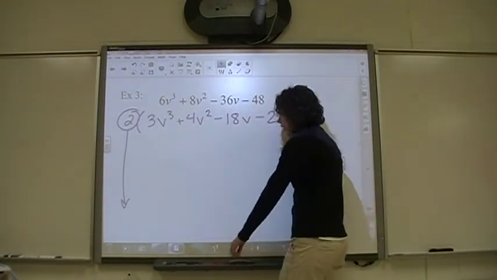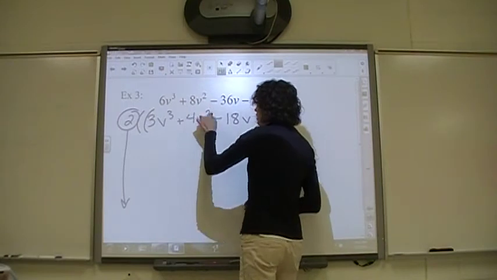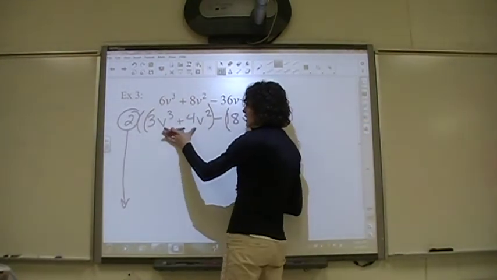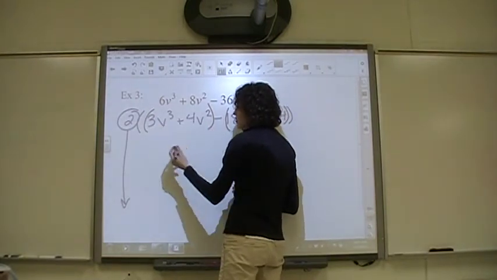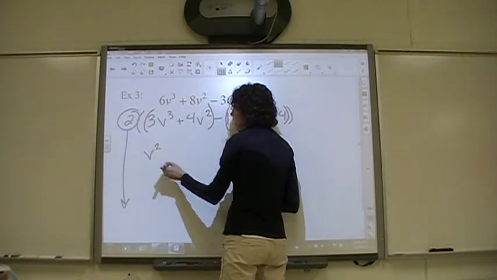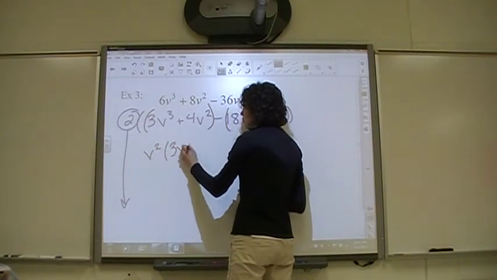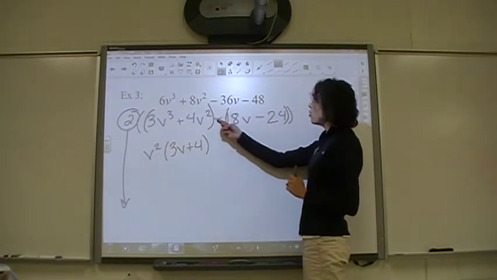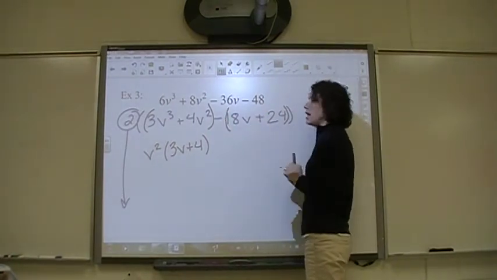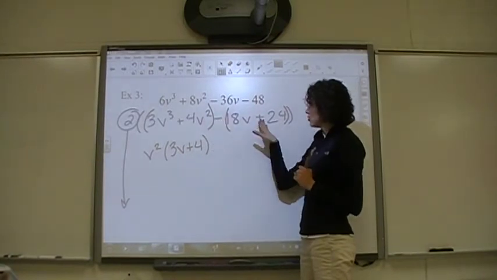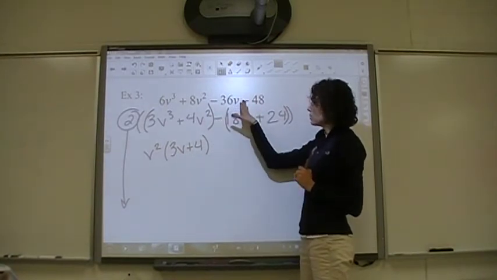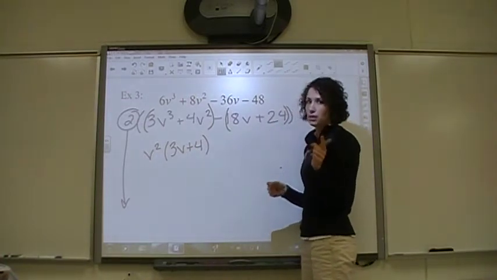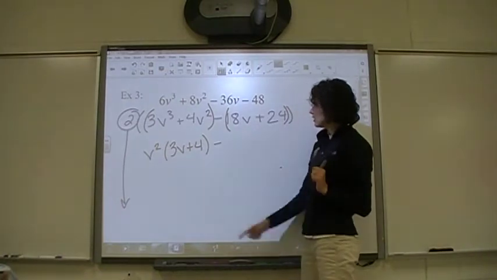Okay? Now what you want to do is group after that. So group the front, group the back, keep that minus sign in the middle. So out of both of these, 3v cubed plus 4v squared, all you can take out is a v squared. And you're left with 3v plus 4. Now this minus sign here is going to always, always, always change the sign behind it. So whenever you have a minus sign in the middle, you have to change the sign behind it. So if it was a plus, you would change it to a minus. If it's a minus, you change it to a plus, but only when you have a minus sign in the middle.